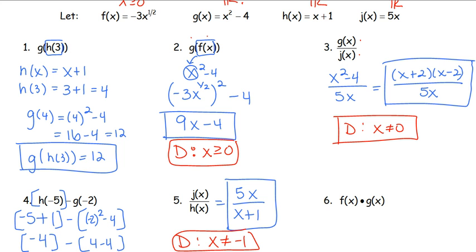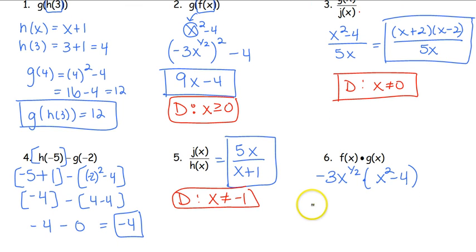And our last problem for our video, we have f of x times g of x. Our f of x is negative 3x to the 1/2 times g of x, which is x squared minus 4. Now we're multiplying these two quantities, so in this case we have to have parentheses so that we're distributing here since g of x is a binomial.